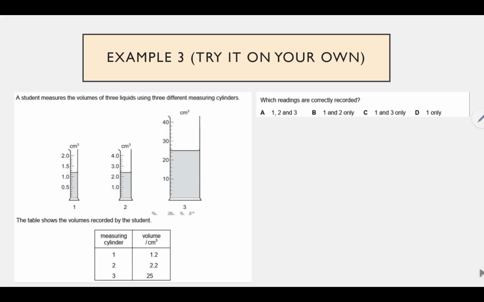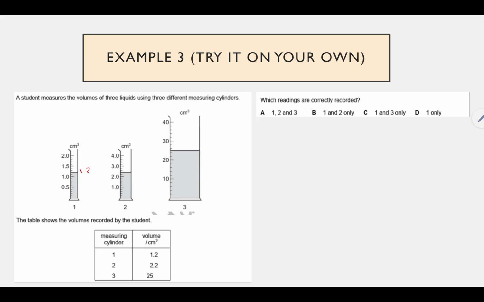Here's another example, and the purpose of this example is to know that you are able to read exact measurements from a measuring cylinder. For the first one, we have 1.0 to 1.5, that's where my water is located, and we have 5 increments between 1.0 and 1.5, which means that each dash or each increment is equal to 0.1. So where the water stops is at 1.2.